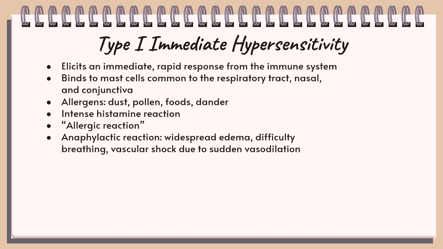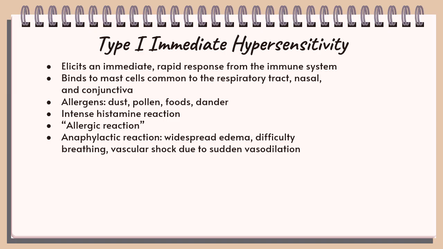So what other allergens do you think could be in this category? What are some common allergens for anaphylaxis? Peanut allergy, bee stings, right? Mosquitoes, seafood. Good. So I want you to remember type 1 is going to primarily have to do with the respiratory tract, nasal tract, and conjunctiva, and this is typically where the anaphylactic allergies come from.